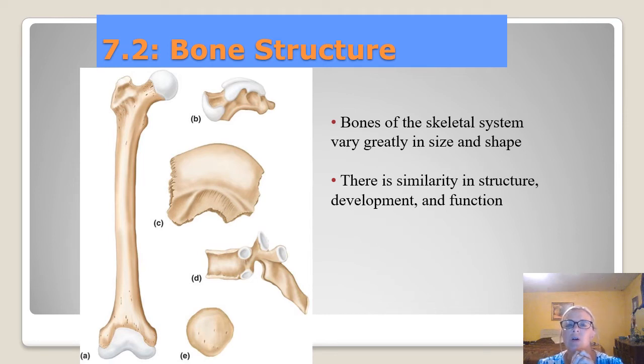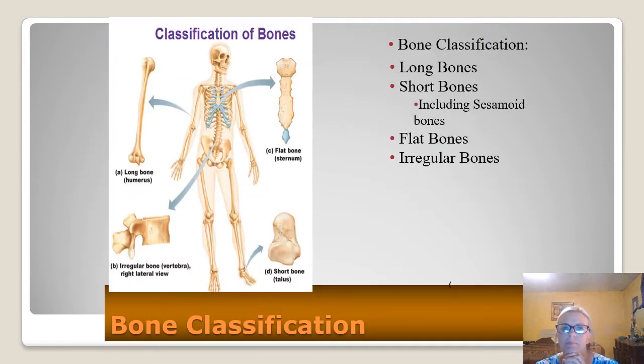Bony projections on some of these are called processes, and these provide sites of attachment for things like ligaments and tendons. We have grooves or openings on them which serve as passageways for blood vessels and nerves. They can have a depression in one bone where you may have another bone that articulates and acts as a hinge, okay? And so there are lots of features and landmarks, so to speak, on the bones that we're going to be learning about.